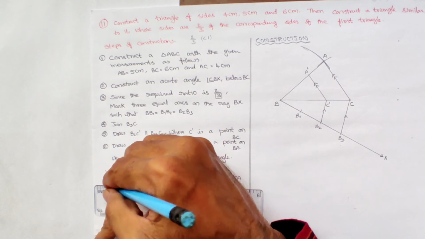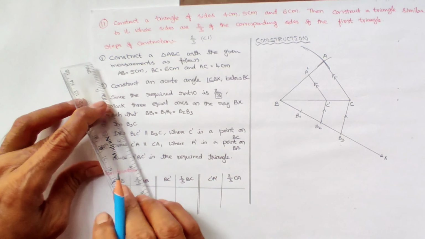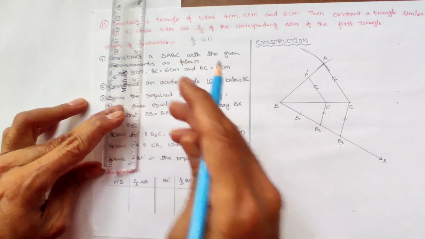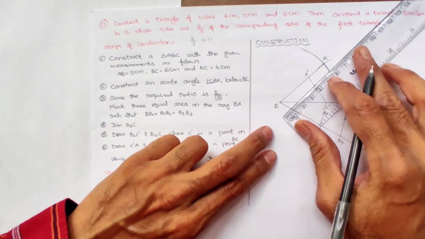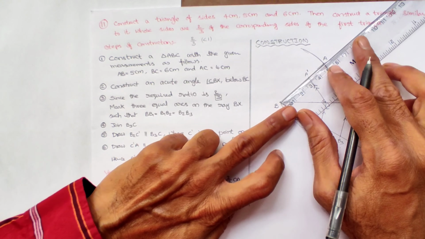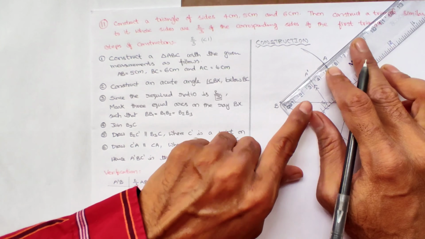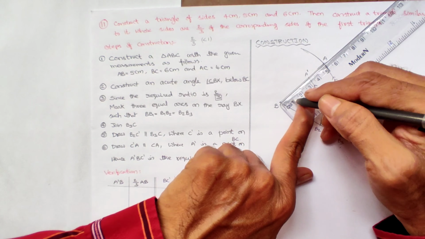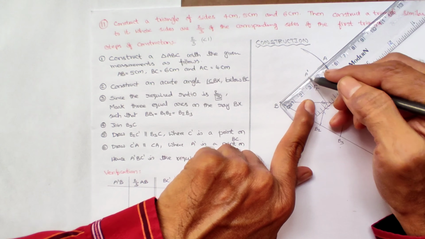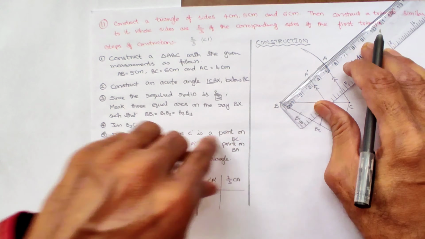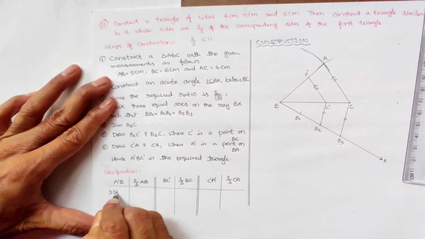Now we measure these values. Let us see A dash B. This is 1, 2, 3. After 3, 3.1, 3.2, 3.3. This matches with 3.3. So here we got A dash B as 3.3 centimeter.